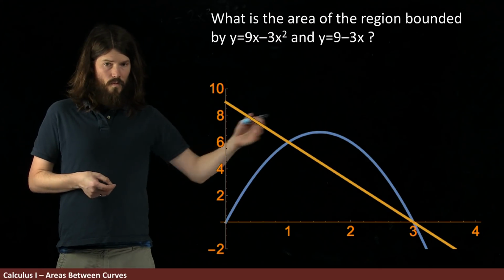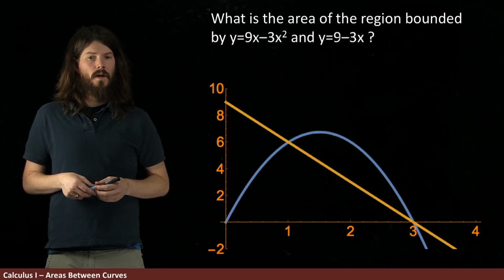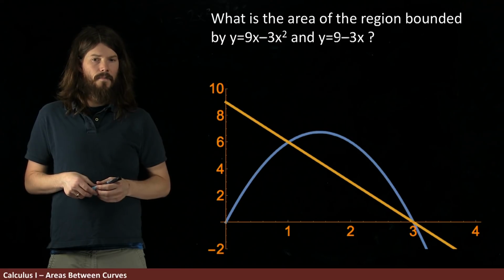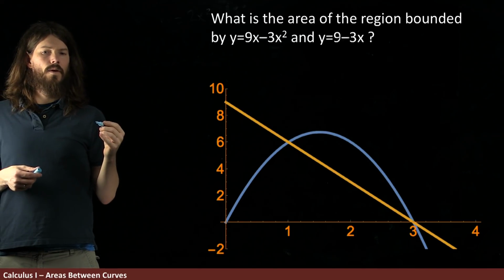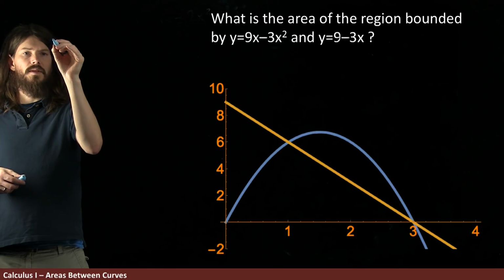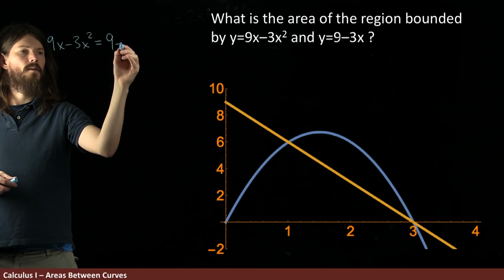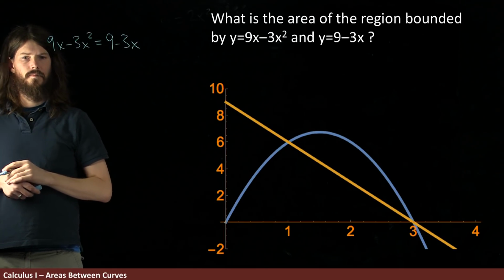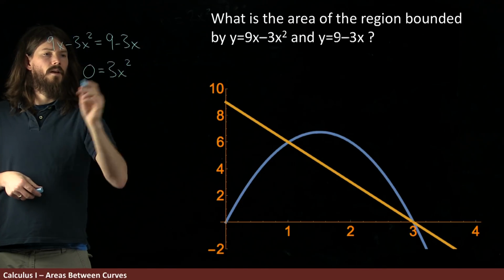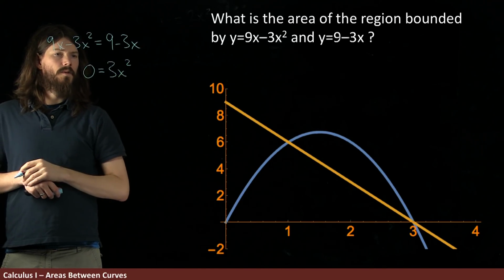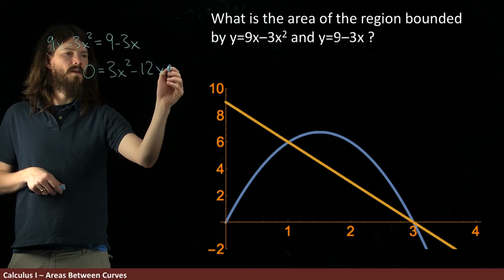So we see that the blue curve, which is the parabolic graph, the quadratic function, is the upper function or the larger function over the interval in question. It looks to be 1, 3. To check that, we could do the following. We want to see where these functions coincide, where their graphs intersect. And so we set 9x minus 3x squared equal to 9 minus 3x. Getting everything onto one side of the equation, I've got 0 equals 3x squared minus 12x plus 9.